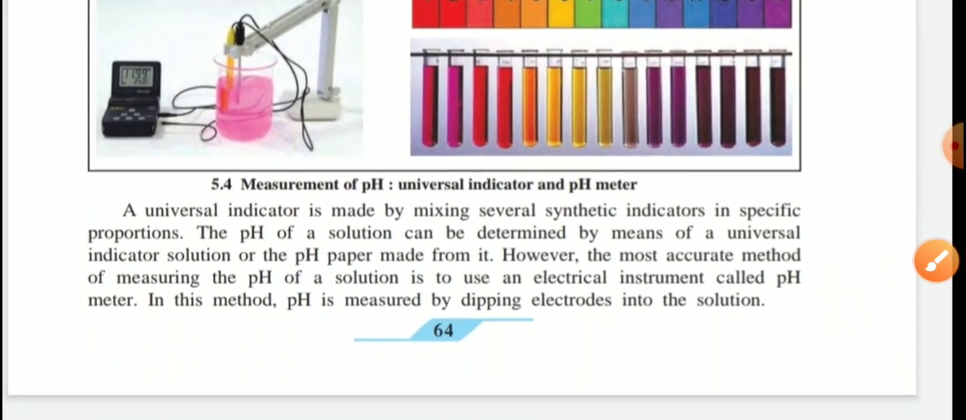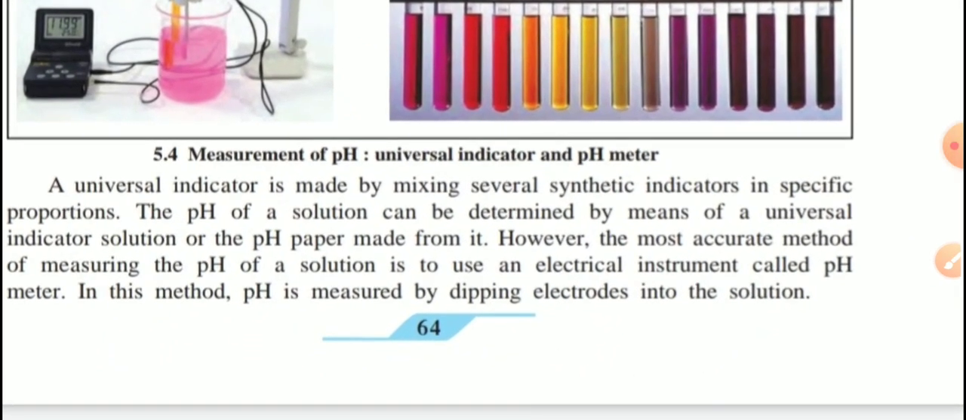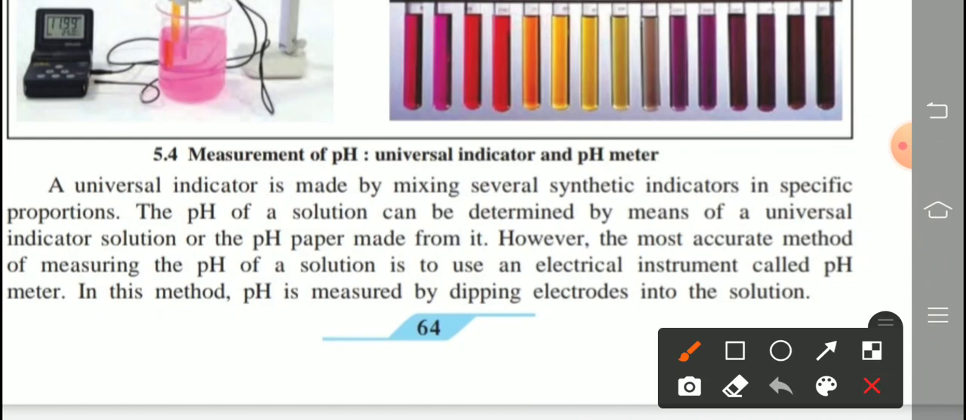Next one. A universal indicator is made by mixing several synthetic indicators in specific proportion. So a question is asked related to this point. Question is, how is a universal indicator made? So what is the answer? The first line is the answer. A universal indicator is made by mixing several synthetic indicators in specific proportion.